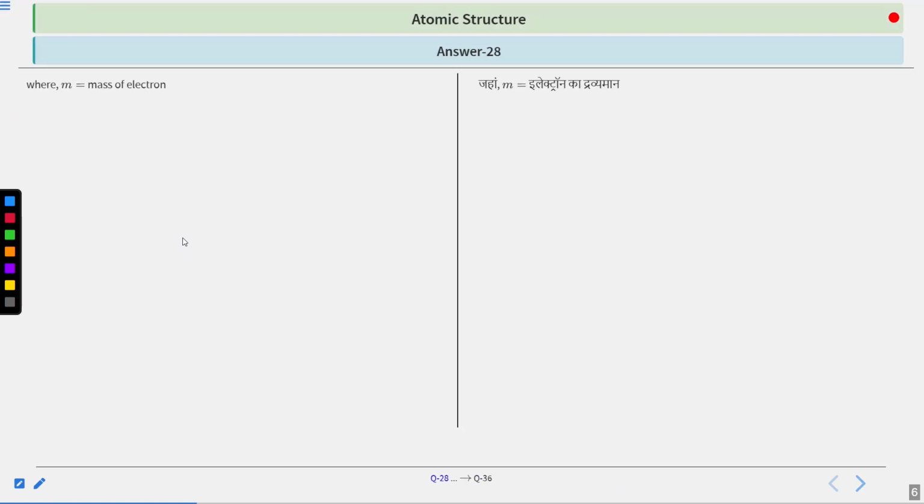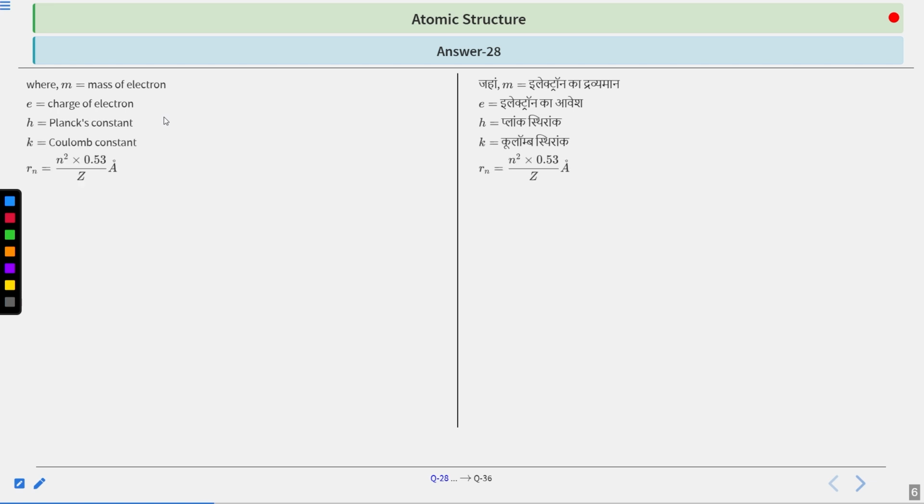So the same thing is mentioned here. m is mass of electron, e is charge of electron, h is Planck's constant, k is Coulomb constant. Therefore, Rn is equal to n square into 0.53 by Z. So if you calculate that a naught, you will get this as 0.53.